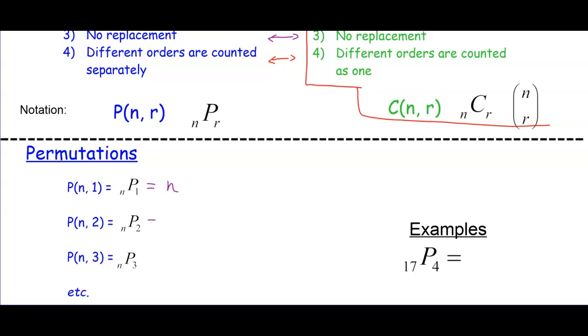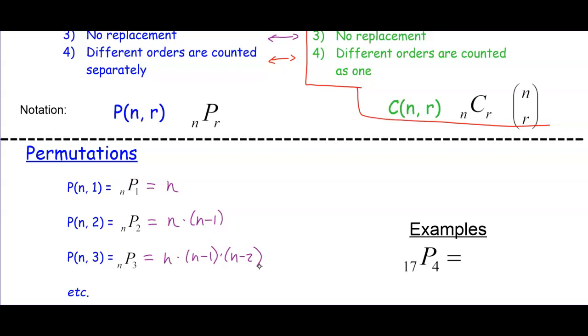If you pick 2, then you take that and you multiply by 1 smaller. Like with the club, we did 8 times 7. There are only 7 names for the second choice. And that continues. If you're picking 3 things, then you're going to have n times n minus 1 times n minus 2, and so on.